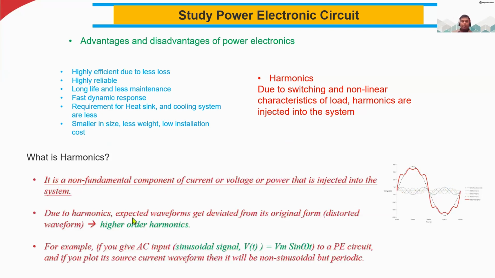So due to harmonics, what is happening? We now know harmonics are injected into the system because of the switching. Because of the harmonics, the expected waveforms get deviated from their original form. Let me take my pen again. I am expecting some kind of sinusoidal waveform at the output.